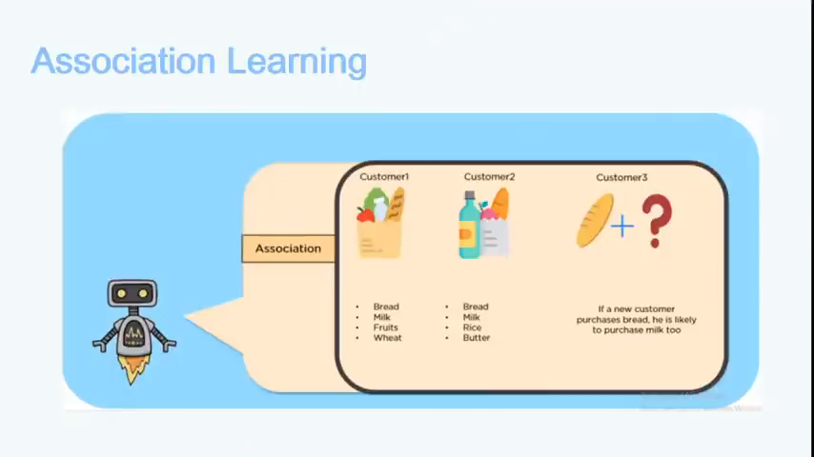So customer one buys bread, milk, fruit, wheat, and customer two buys bread, milk, rice, butter. Comparing customer one and customer two, the bread and milk are the same. Then our algorithm will automatically suggest that when you buy bread, you have to buy milk too. So this is one type of association learning.